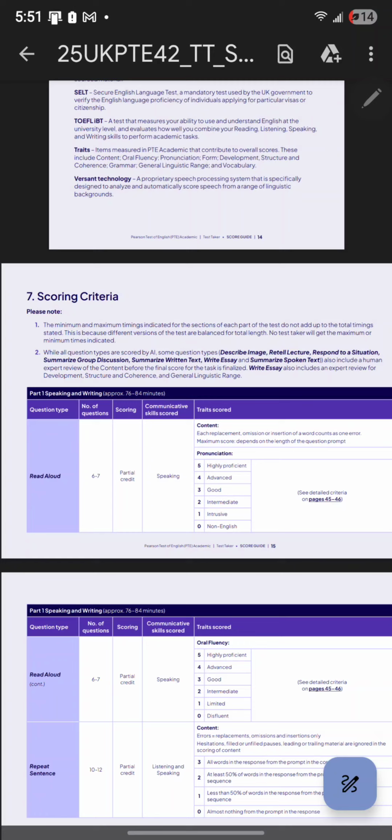Why all question types are scored by AI. Some question types like describe image, retell lecture, respond to a situation, summarize group discussion, summarize written text, write essay, and summarize spoken text, not test, also include a human expert review of the content before the final score for the test is finalized. Write essay also includes an expert review for development, structure and coherence, and general linguistic range.